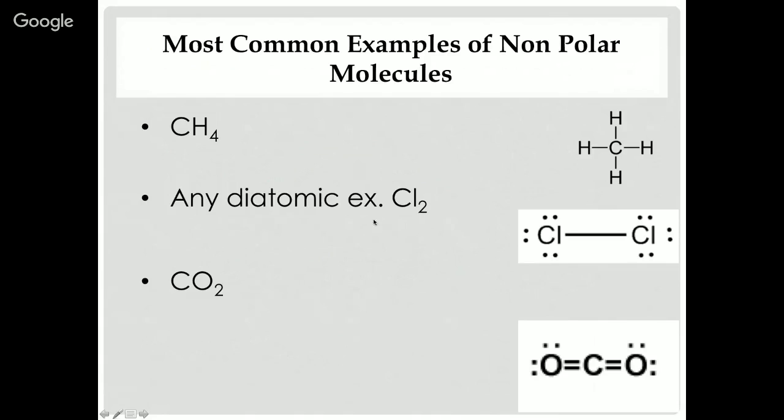Any of the 7 diatomics that we have, so I teach the Brinkelhoff, to remember our diatomic elements. These are always going to be nonpolar because they're going to be symmetrical in terms of their distribution of charge. And another common example, carbon dioxide, which looks like this. It's a linear shape, but it is symmetrical, and therefore it's going to be a nonpolar molecule.